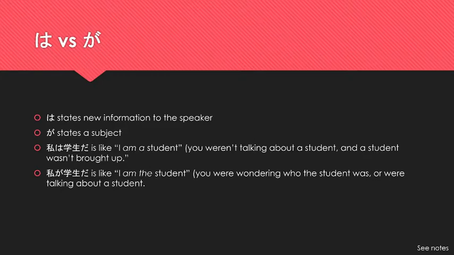Next up is the big slide, wa versus ga. This is probably one of the most difficult questions for a beginner getting into Japanese to learn, because we don't have a concept for this in English. But wa and ga are both used to state a subject and to outline the subject of a sentence. Wa would be used where you're stating information that's new to the conversation, whereas ga would be something that's already in the conversation.